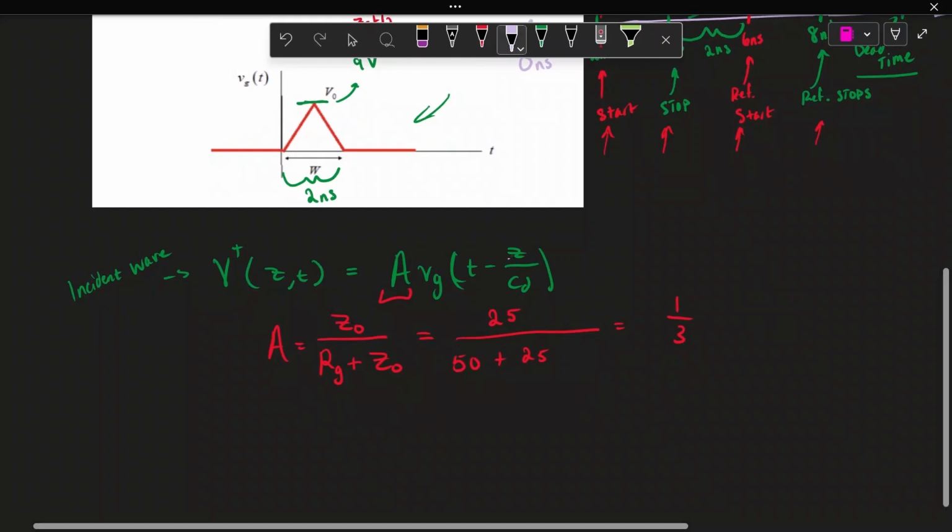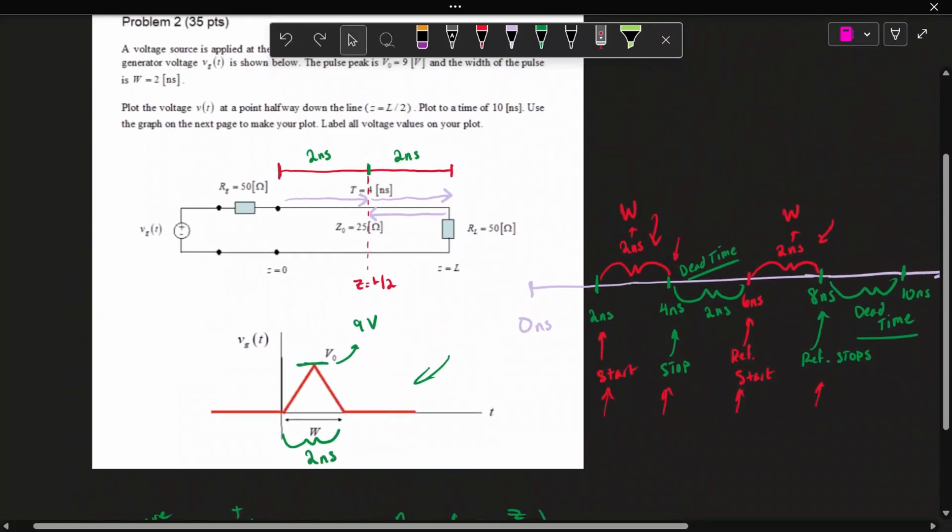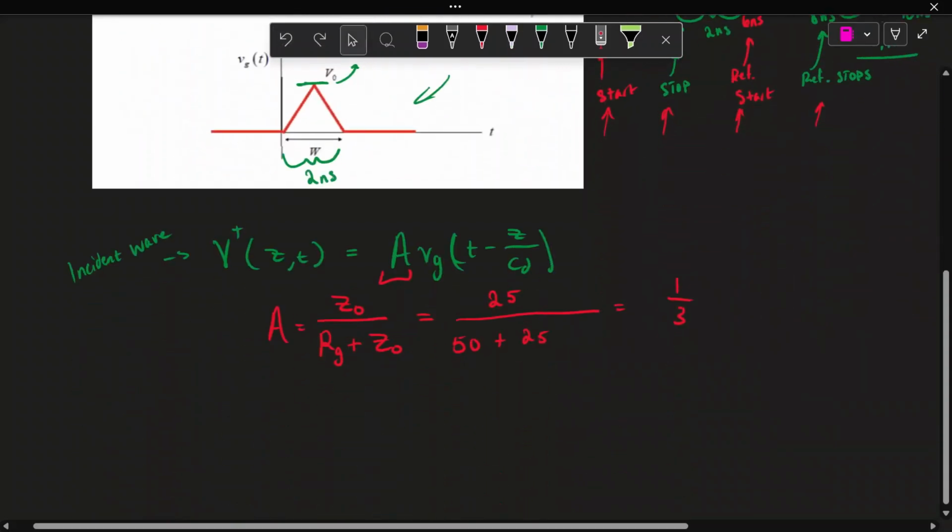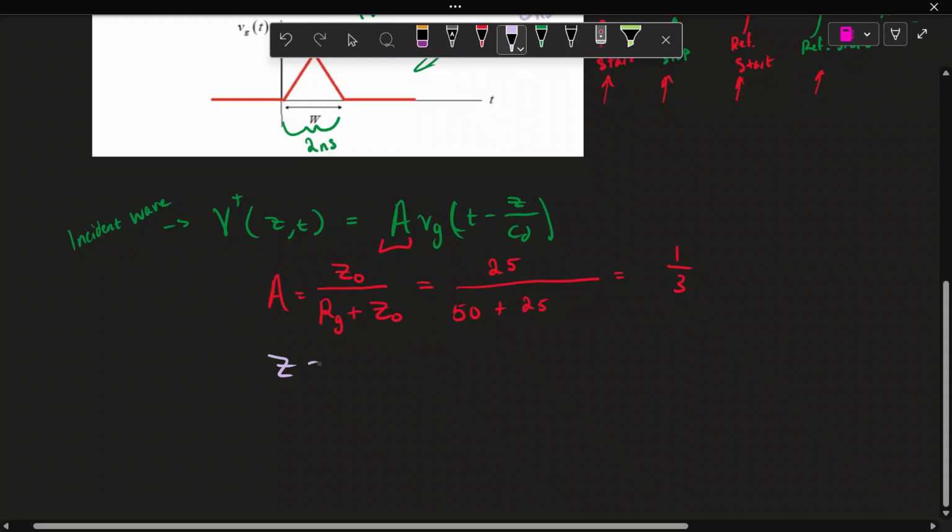Well, what happened here? What is this? What is Z? Remember, Z is L over 2. This is what we're given. Z is equal to L over 2. So let's write that down. Z is equal to L over 2.